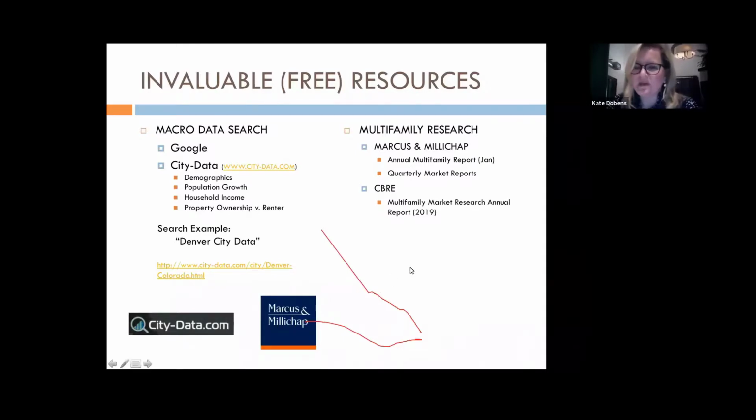So CBRE, another international broker, same thing. They do multifamily market research. I have the 2019 report. They just put it out. It's nowhere near as comprehensive as Marcus and Millichap's. I think it's maybe 5 pages. But again, it's another perspective. You should be reading this. If you're spending this much time, particularly if you're investing other people's money, do your homework. And that's who CBRE is.